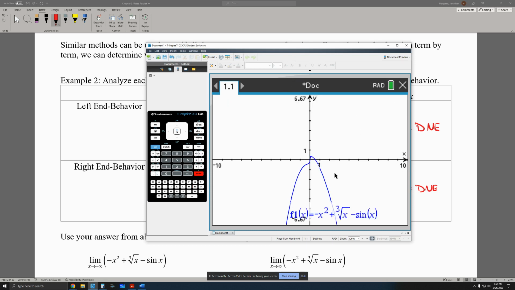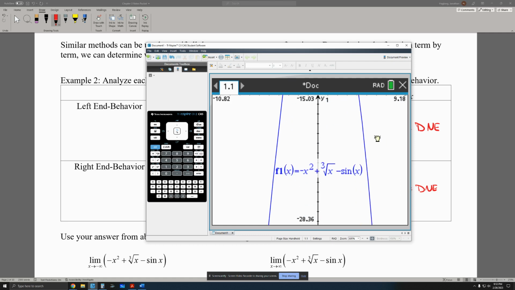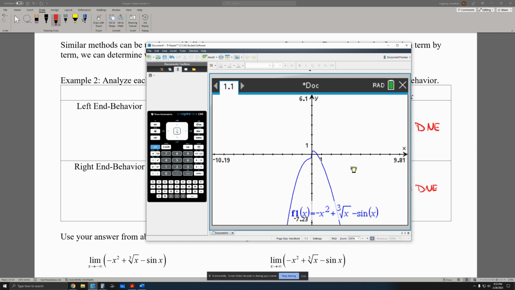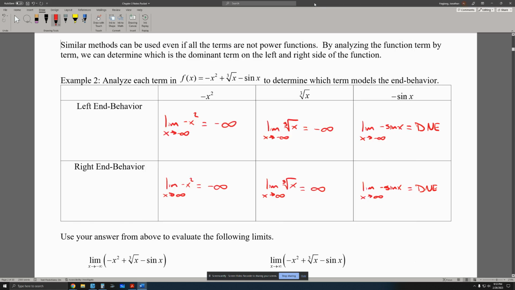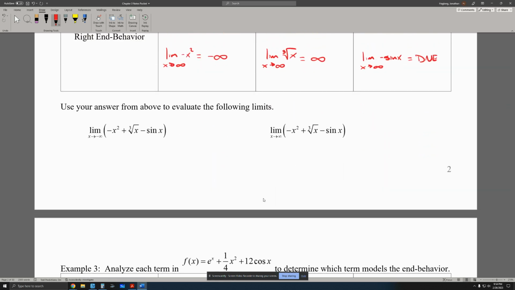Okay. If we take a look at this graph here, we can see that it just keeps going down, right? As x decreases, the function also decreases just indefinitely. So we see that both ends are approaching negative infinity. Therefore, based on the behavior of each of the terms, we see that the negative x squared is the dominant term. So we can say that the limit as x approaches negative infinity is negative infinity, and as x approaches positive infinity, the limit is negative infinity.